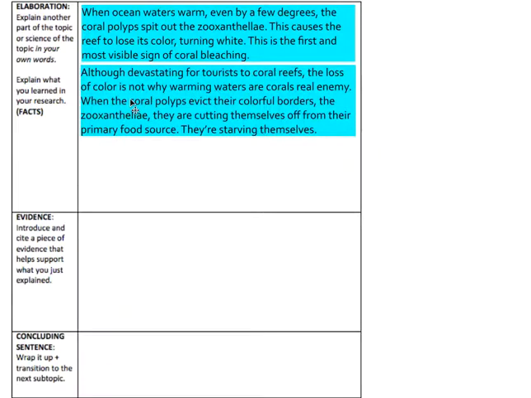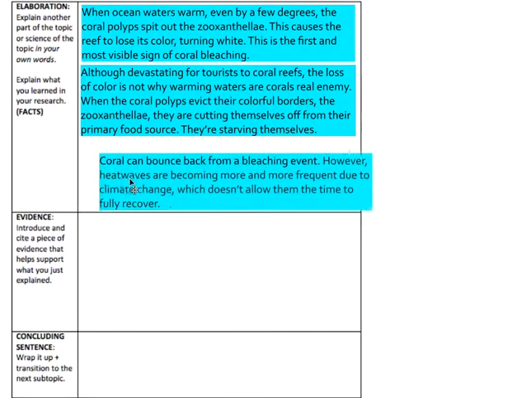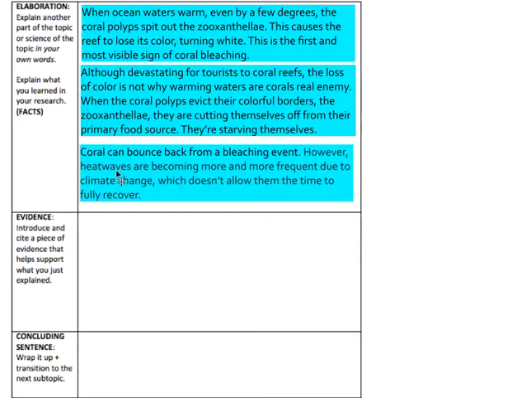Although devastating for tourists to coral reefs, the loss of color is not why warming waters are coral's real enemy. When the coral polyps evict their colorful boarders, the zooxanthellae, they are cutting themselves off from their primary food source. They're starving themselves. Coral can bounce back from a bleaching event. However, heat waves are becoming more and more frequent due to climate change, which doesn't allow them the time to fully recover.